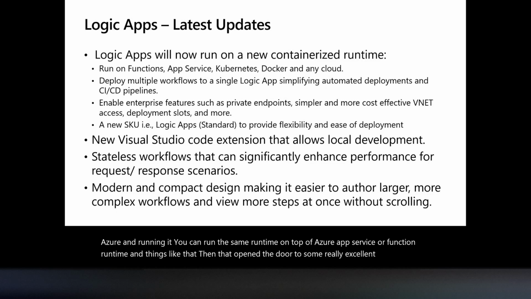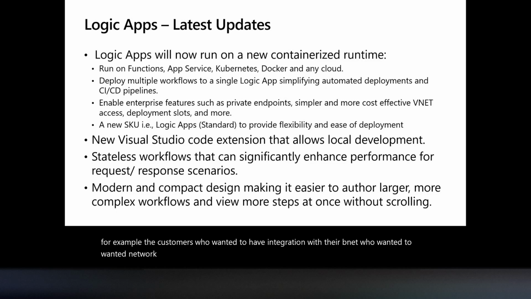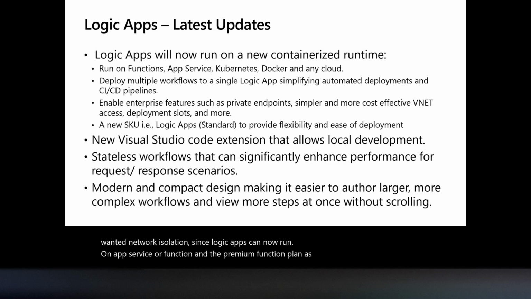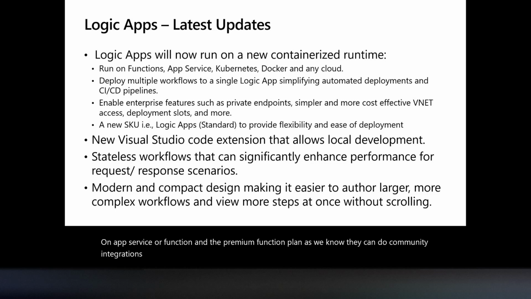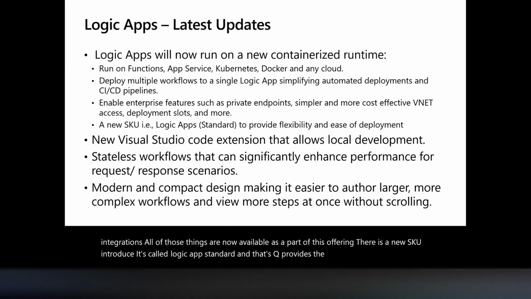For example, the customers who wanted integration with their VNet, who wanted network isolation: since Logic Apps can now run on App Service or Functions, and the Premium function plan, as we know, can do VNet integration, all of those things are now available as a part of this offering. There is a new SKU introduced. It's called Logic App Standard, and that SKU provides the flexibility and ease of deployment and all those things. And we'll talk in more detail in a second.